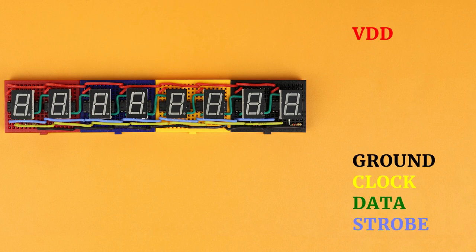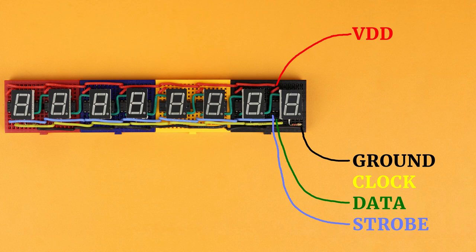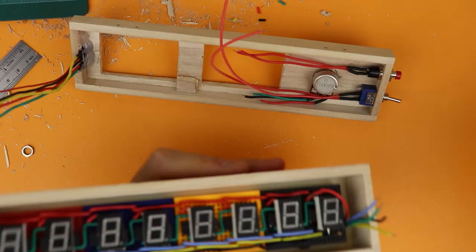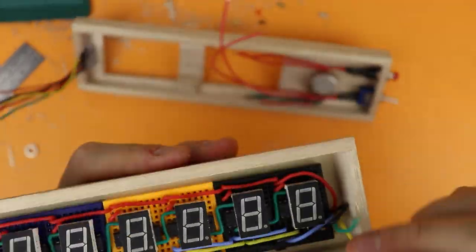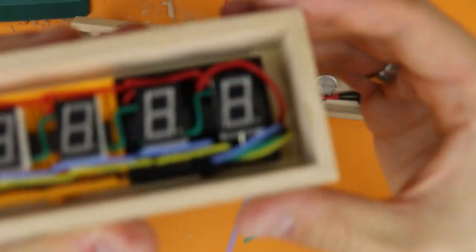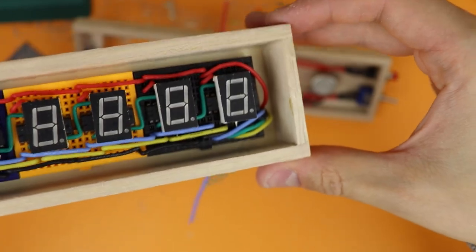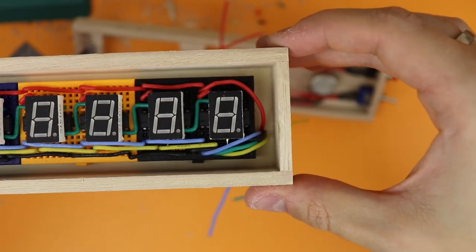Now, red in our color coding language goes to plus 4.5 volts right here. Black is the ground terminal that goes here. Strobe is the blue wire that goes here. Green is the data wire that goes here. And then yellow is clock that goes right here. And look at this. This actually looks half decent.